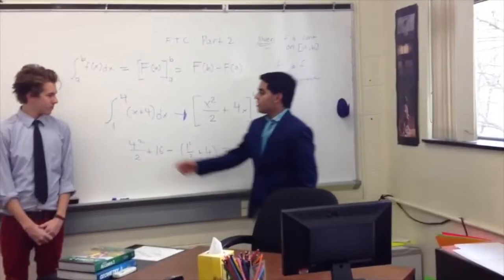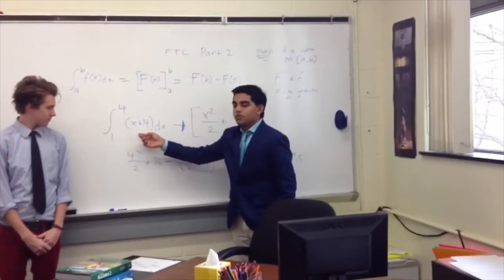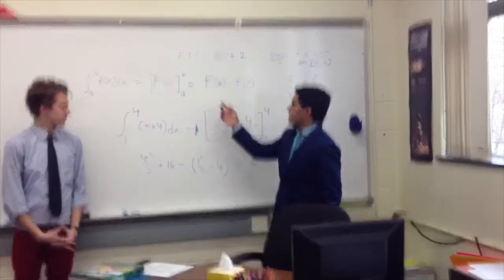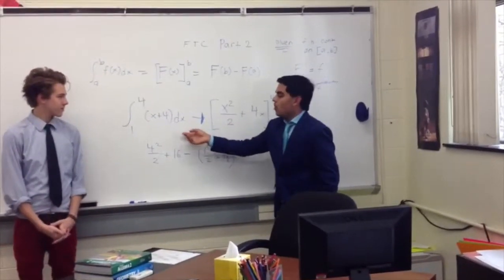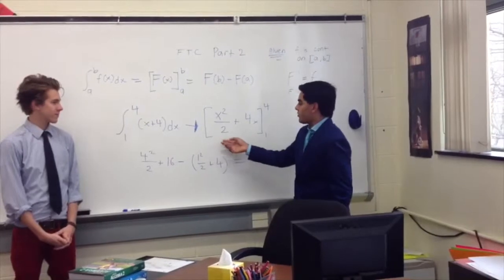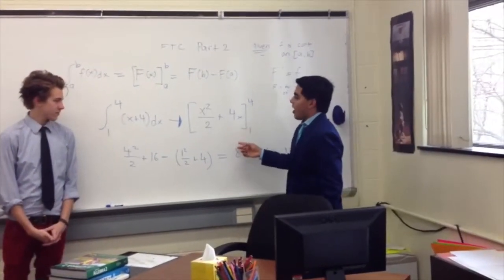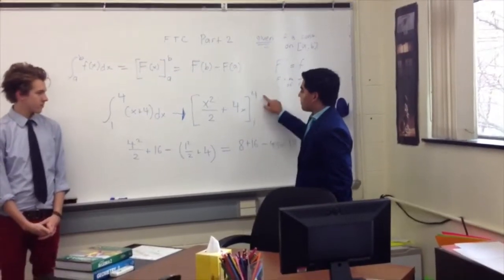So, say you want to find the integral of x plus 4 dx on the interval from 1 to 4. Using Fundamental Theorem of Calculus Part 2, simply all you do is you integrate x plus 4 dx to get x squared over 2 plus 4x. And you calculate this from 1 to 4.